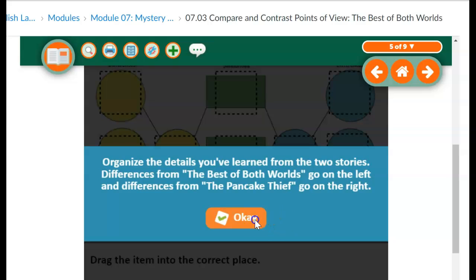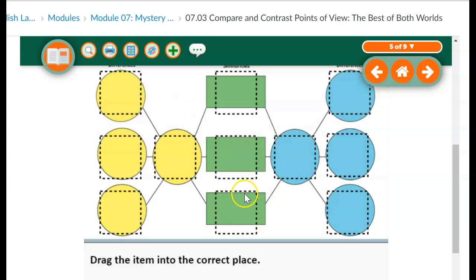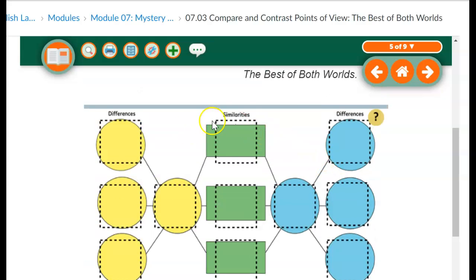So here, and you are able to print this out if you want to. Again, so you can compare, this is only comparing and contrasting two stories. So here in the middle is what they have in common. And then on the outside is the differences. So the differences are going to only be to one story, because if it's different than this one, they're not going to have that in common. It's not going to be the same.